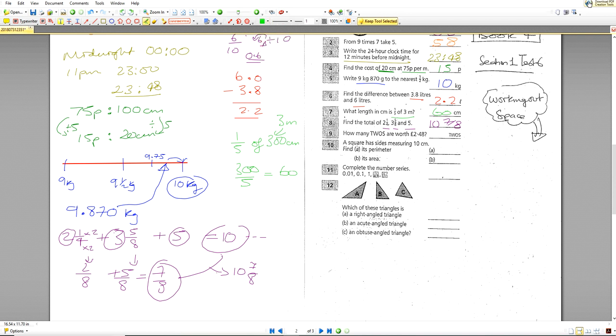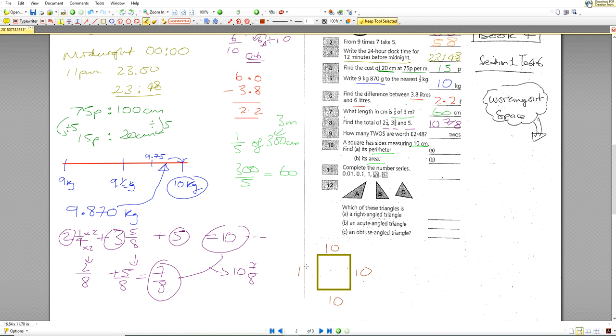Okay, what color are we going for? Let's try that one. A square of size 10 centimeters. Find its perimeter. Find its area. Lovely question. Okay, let's do this question over here. So here's our square. That color is a bit too bright. Let's go back to the beginning again. So we have a size of 10 and 10.